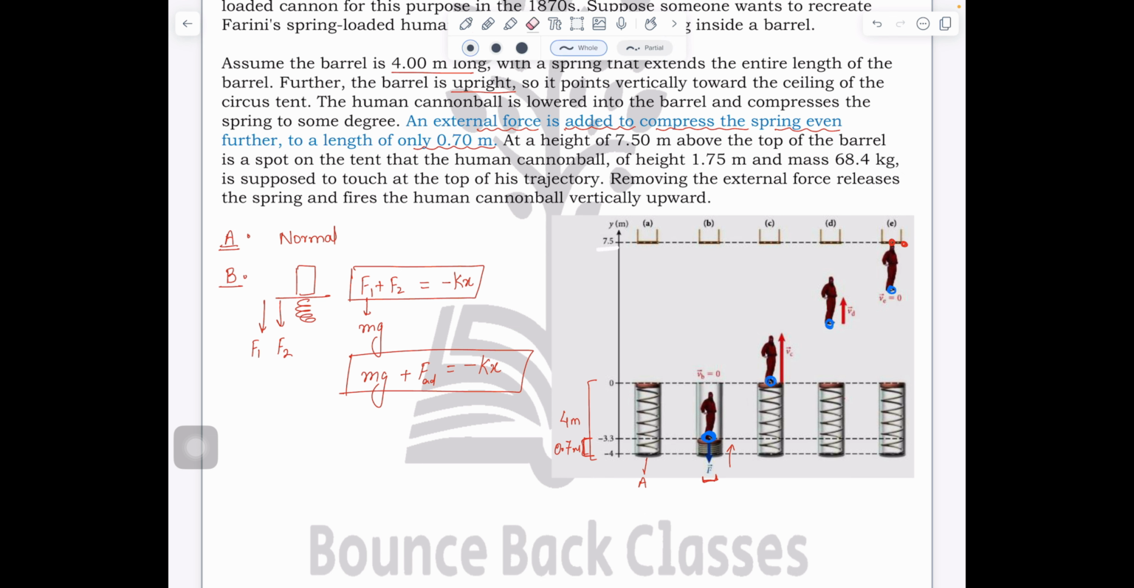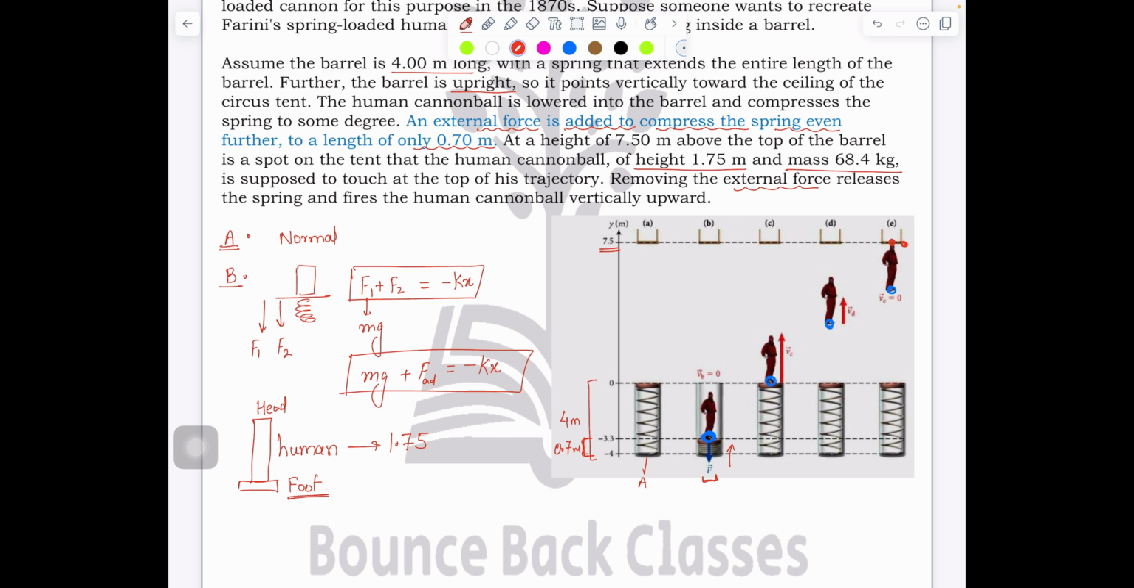The total height is 7.5 meter above the top of the barrel, a spot on the tent that the human cannonball of height 1.7 meter is supposed to touch. This is your human, his height is 1.7 meter. Remember, we need to check his foot, not the head. This is head, this is foot. Always focus on this part. Mass is given as 68.4, and he is supposed to touch the top of the trajectory.